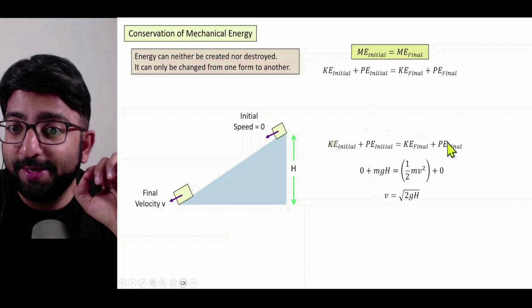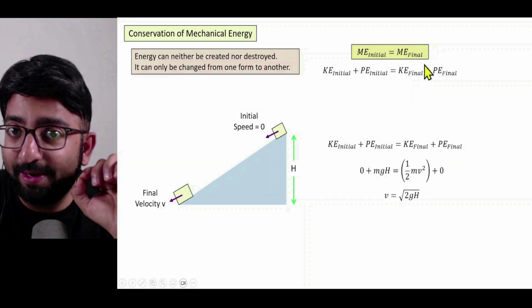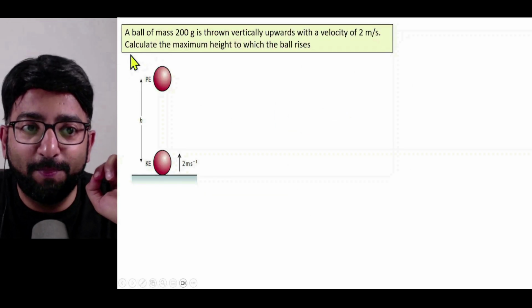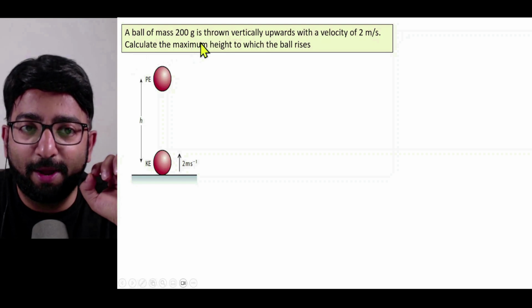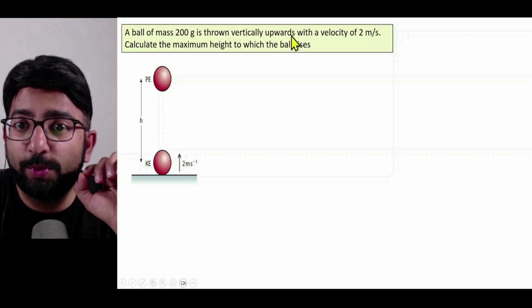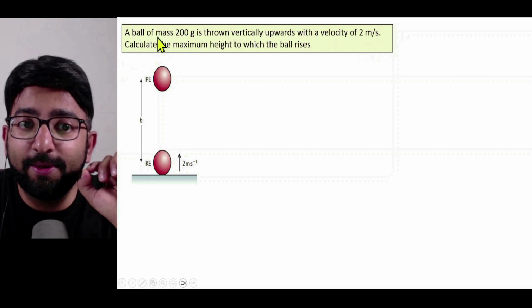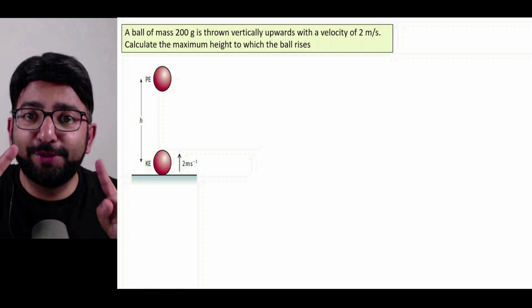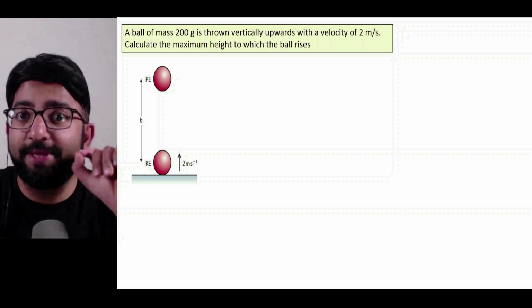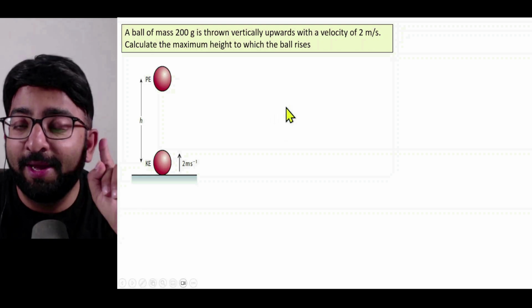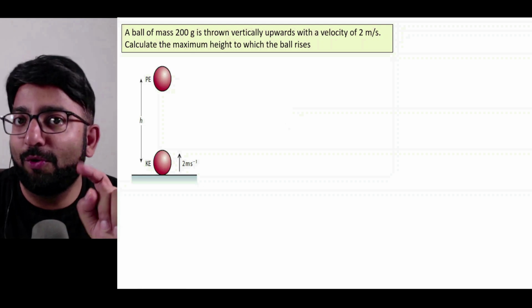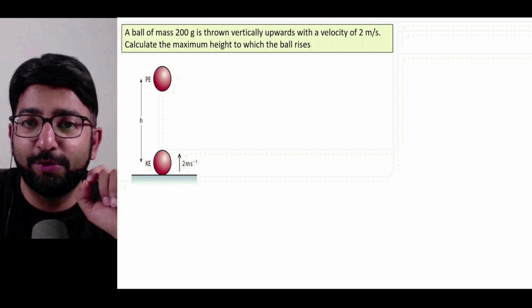Now let us use the exact same logic of mechanical energy conservation in another question. So here we go. We have a ball of mass 200 grams thrown vertically upwards with a velocity of 2. Calculate the maximum height to which the ball rises. Now we will solve this question using two methods. The first method will be the conservation of mechanical energy, and the second method will be using the Newton's equations of motion.